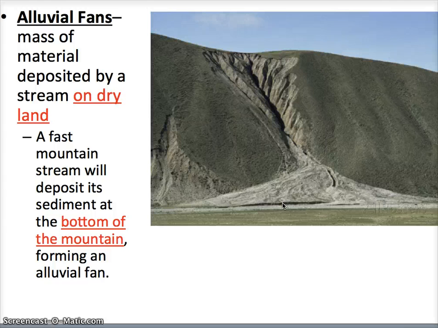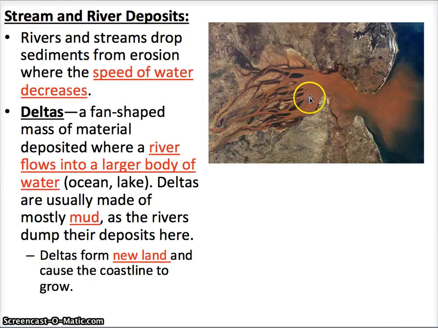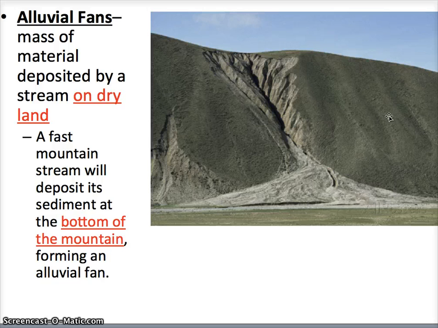Another type of deposition by streams and rivers is alluvial fan. Alluvial fans are slightly different from deltas in that they usually happen on dry land. You can see for deltas, they feed right into the ocean, but for alluvial fans, they're usually stopping right on land. It's very similar to a delta, except the deposit is usually on the bottom of a mountain where the stream actually slows down because of the change in the angle of the slope.